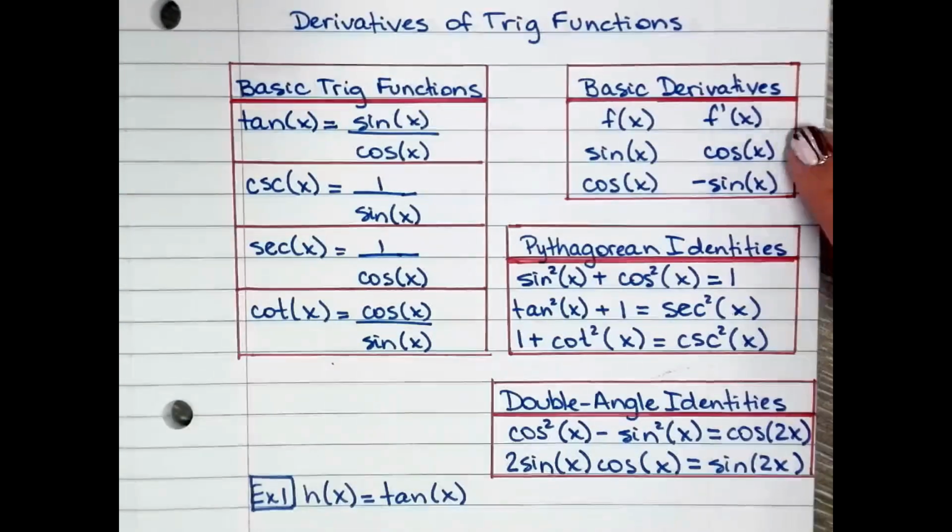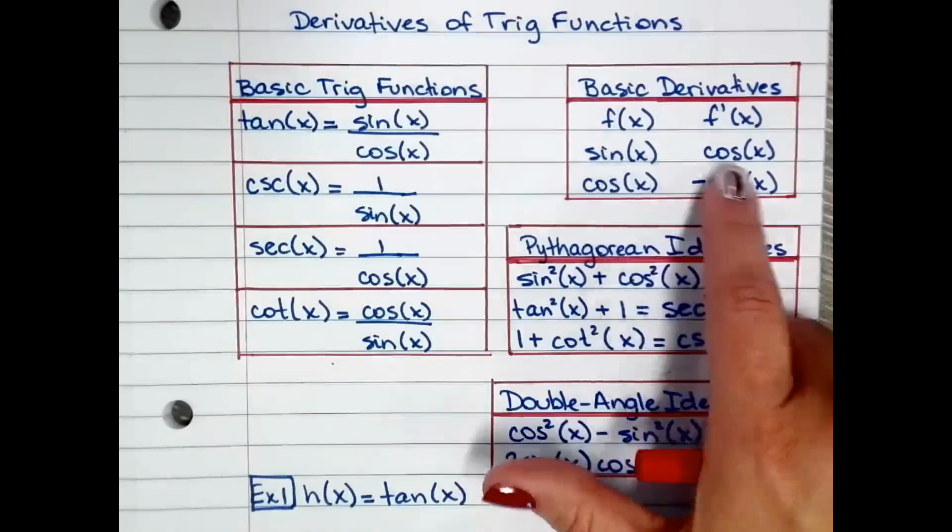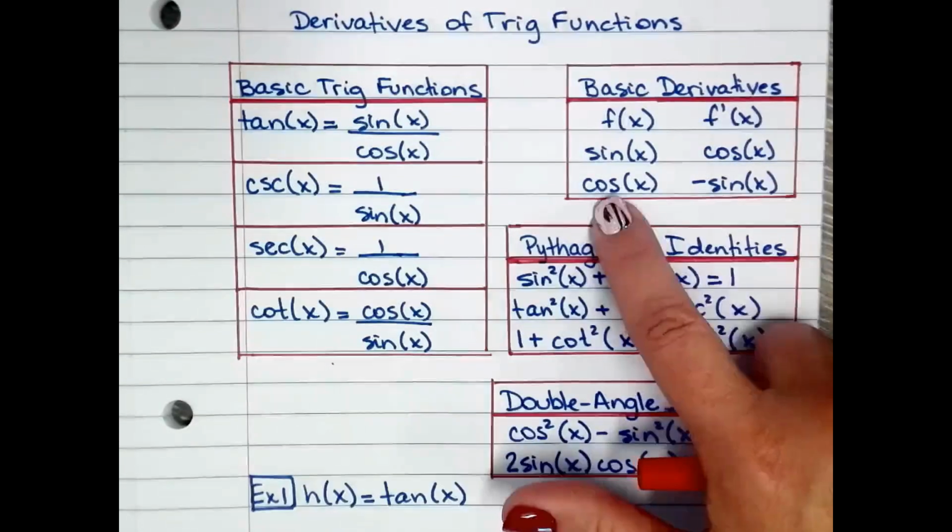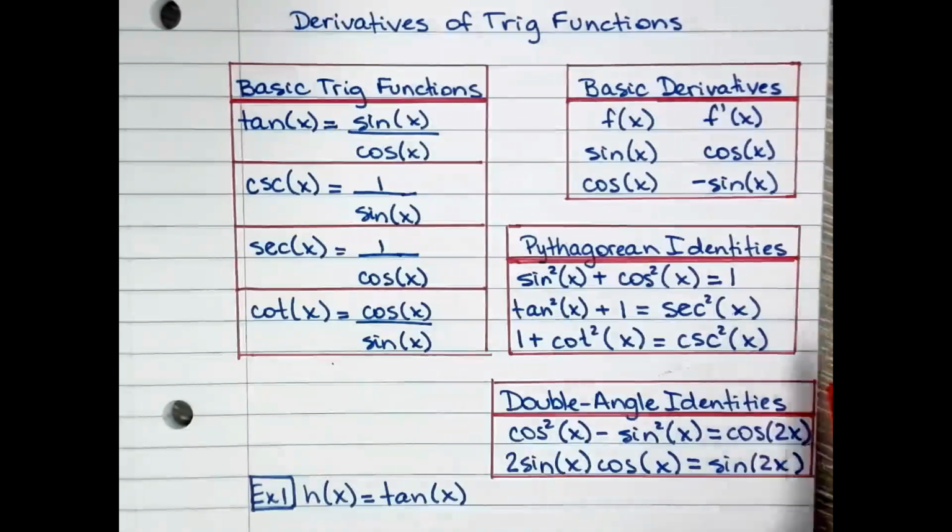Basic trig derivatives. The derivative of sine is cosine, and the derivative of cosine is negative sine. And then a couple more that will help you when simplifying other trig functions down the road.